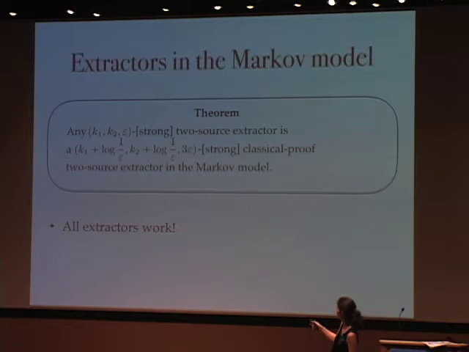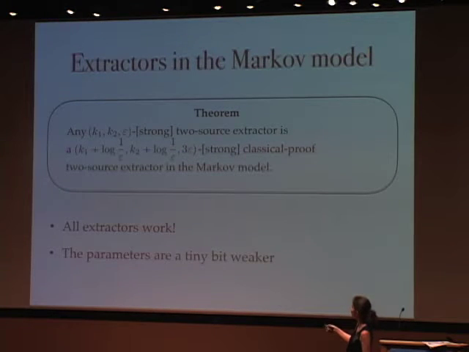So any K1, K2, epsilon, weak or strong two-source extractor is also a classical-proof two-source extractor in the Markov model. And here we have this loss in parameters. So now the min entropy should be a bit higher, but this is a standard thing that also happens in seeded extractors in the classical case when we add side information. Okay, and the error should be slightly higher.